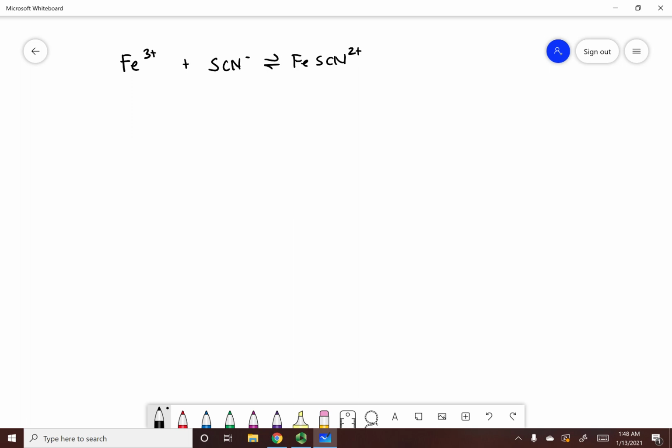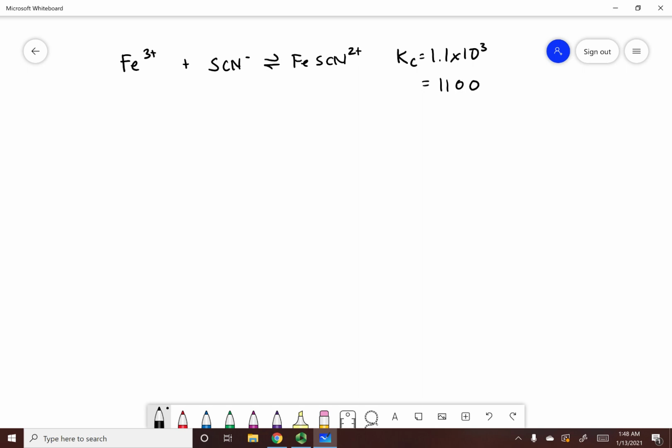Now they gave us a K value for this. Remember, when your book gives you a K and it doesn't put a subscript on it, you can assume that this is Kc. So the Kc here happens to be 1.1 times 10 to the third. We can rewrite this as 1100.